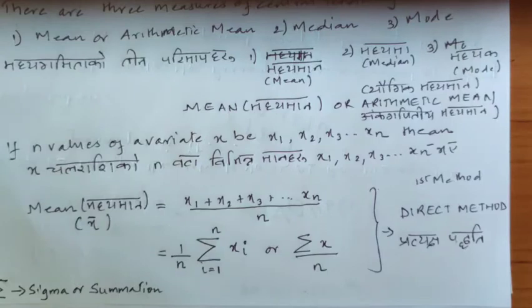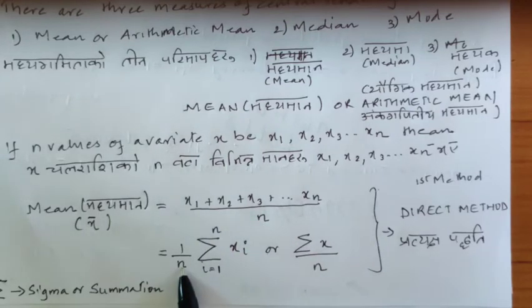So if x1, x2, x3 till xn, it could be more than 4. It could be 5, 6 till xn. Let us say n is the last number. So count how many numbers. Total numbers are n, so it will be divided by n. Now I can take this n outside this way. Since it's in the denominator, it will become 1 by n.